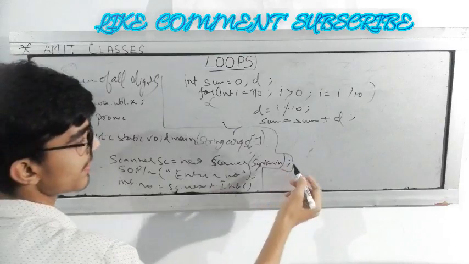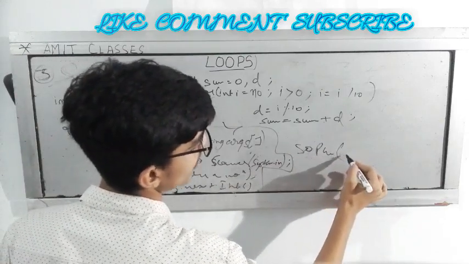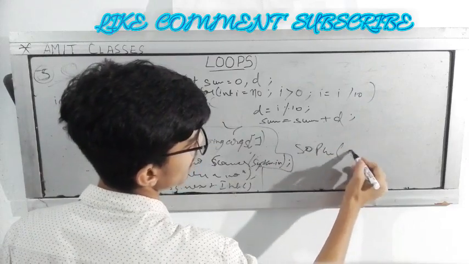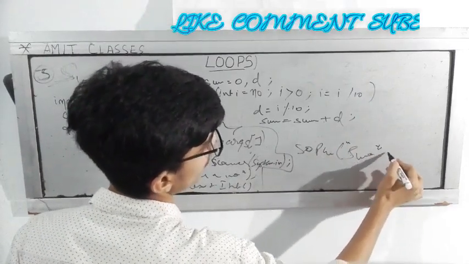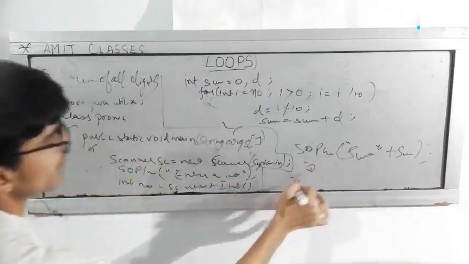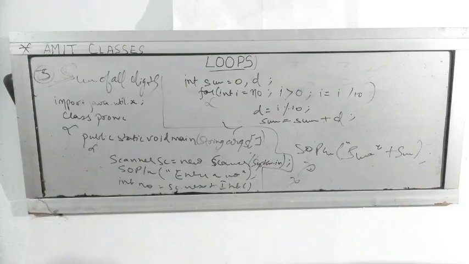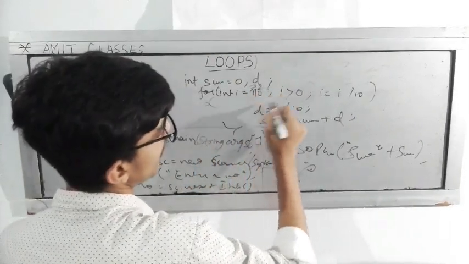We have closed this. Now SOPLN, system.out.println, sum is equal to plus sum. This is the program. Here we have taken number 3 2 1.